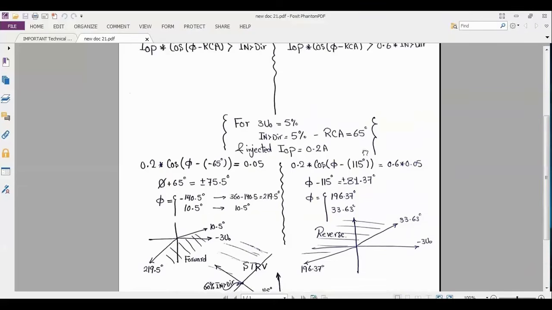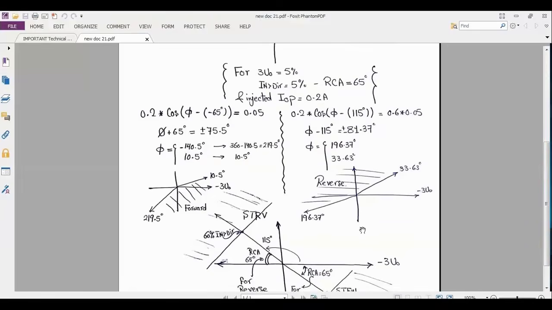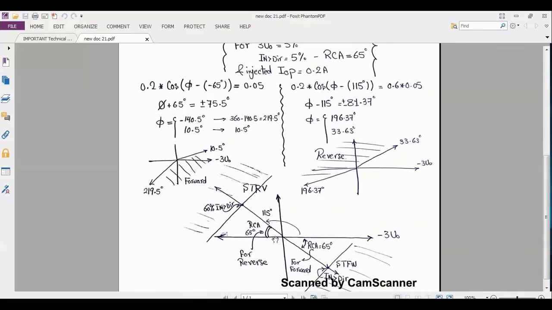I will come to the reverse with the same equation, 0.2 in cosine 5 minus the RCA, but the RCA in reverse is drawn not from the minus serving node, it is drawn from the serving node itself. So I draw the 65 degrees opposite to the normal RCA. Since it is minus, I draw it exactly to my right, just as I drew this to my right.